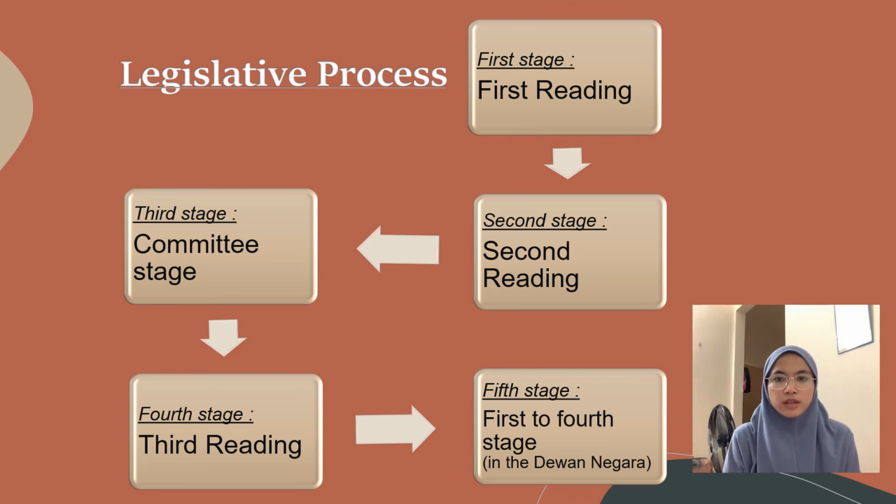Third reading. In this stage, the minister will tell the members of Dewan Rakyat that the bill has gone through the first three stages, either without any change or with changes. The first to fourth stages are repeated in the Dewan Negara, as the bill should be discussed in both houses. Next, when the Senate has no complaint about the bill, it will be sent to the Yang di-Pertuan Agong to get his consent.